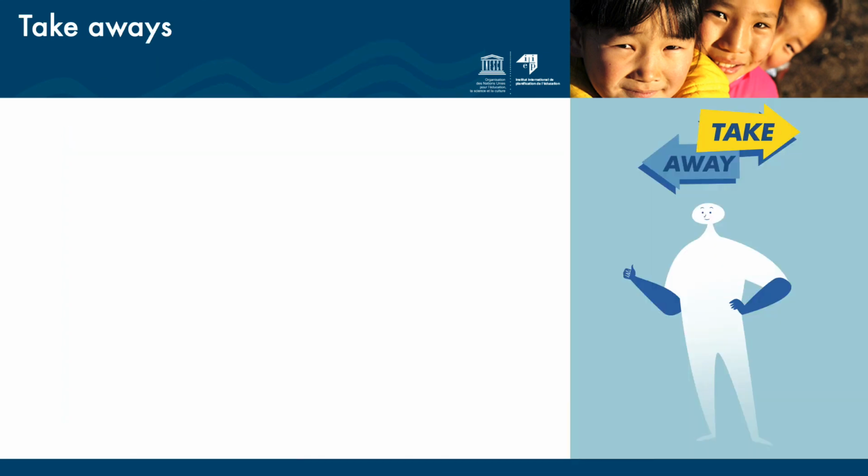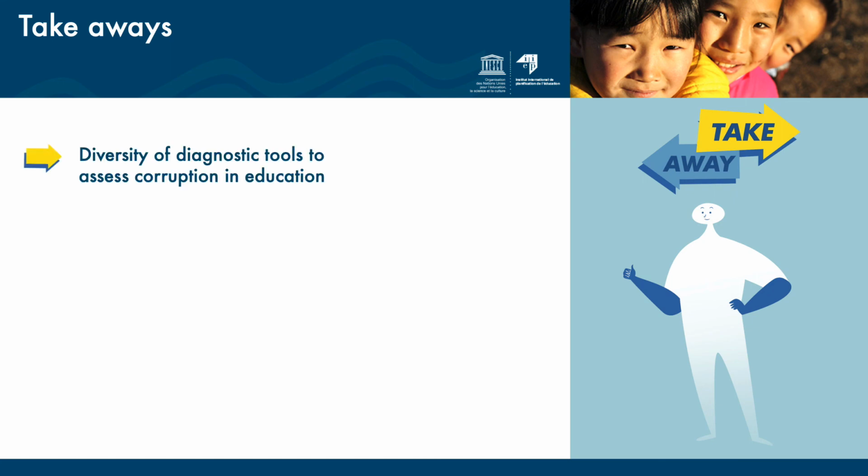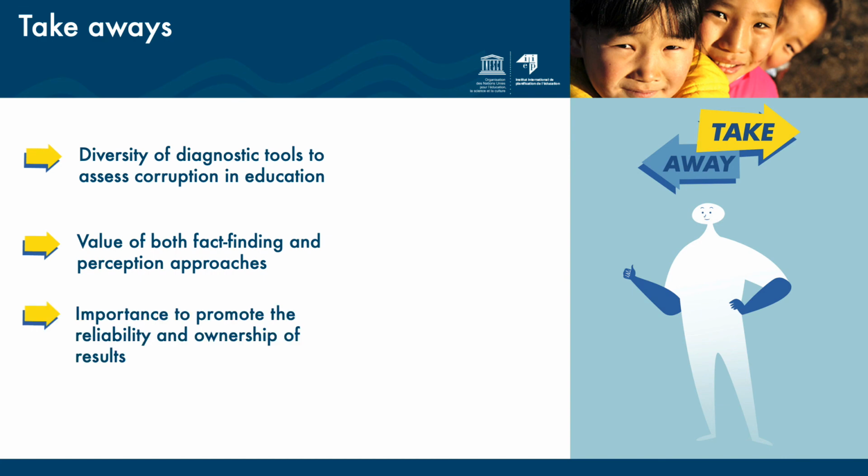We have now come to the conclusion of this short presentation. I hope that you will withdraw a number of conclusions from it. Let me emphasize three of them. First, there is a diversity of diagnostic tools that can be used to assess corruption in education. Second, fact-finding approaches and perception approaches are both valuable in order to document different types of malpractices in education. Third, it is very important to try to promote both the reliability and also the ownership of the results of the surveys that are undertaken.